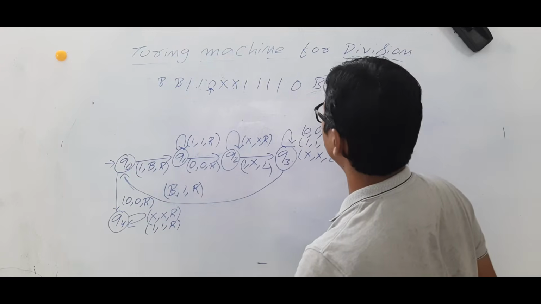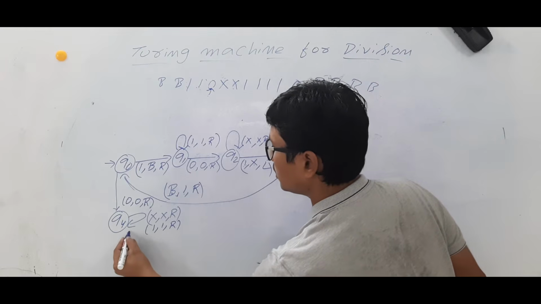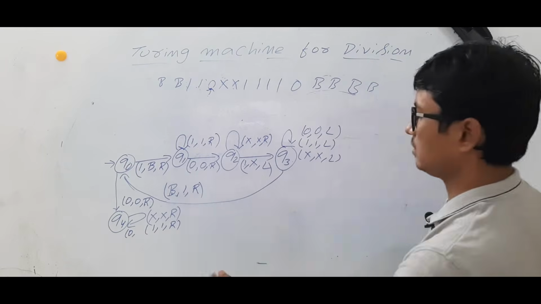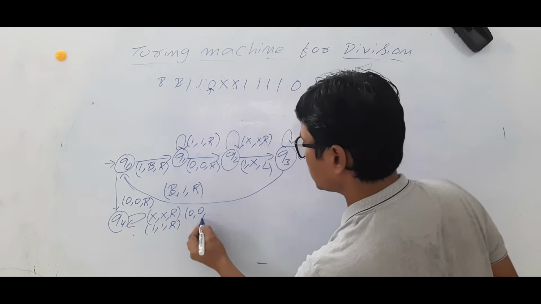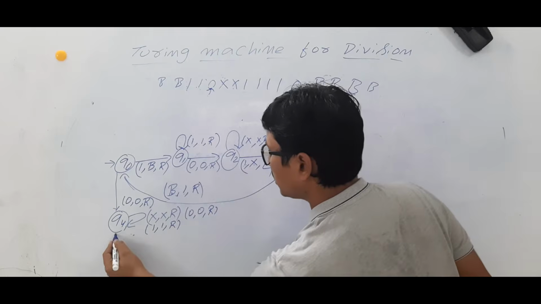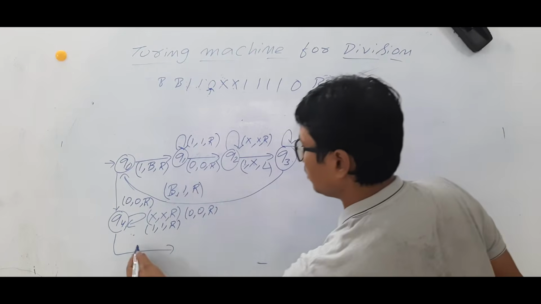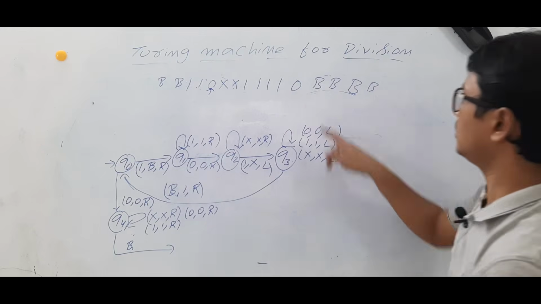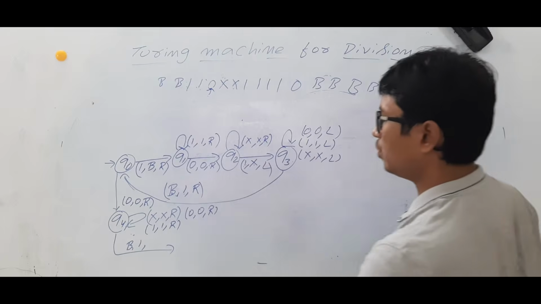Then any number of zeros, even a single 0, you make it as 0, still move to the right, till you get a blank symbol. If you get a blank symbol, then make it as 1, move to the left.